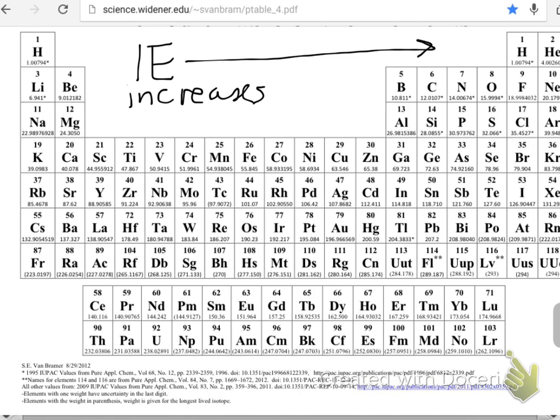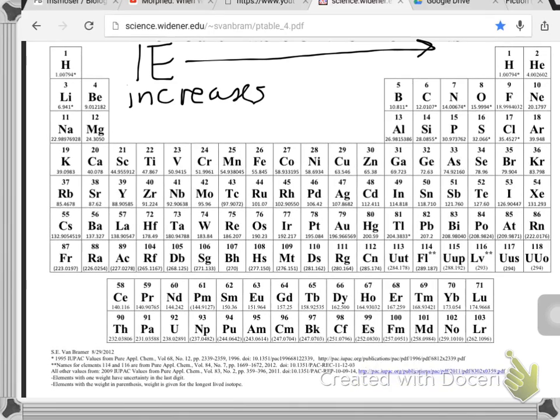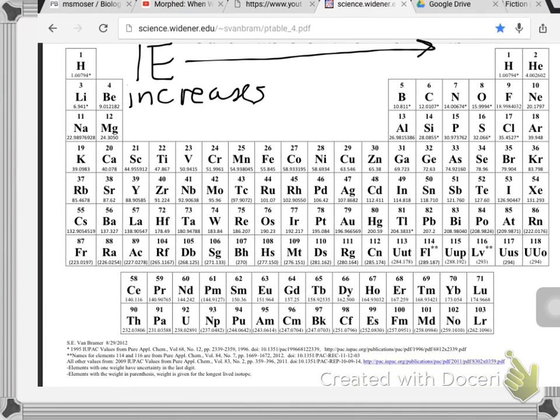We know that, let me shrink this a little bit so I can do this. I'll write it sort of sideways. IE decreases as we go down a group. So IE increases across a period, it decreases down a group, which means, as a corollary, that IE actually increases as we go up a group. So the correct answers were B and C. IE increases as we go across a period or as we go up a group.